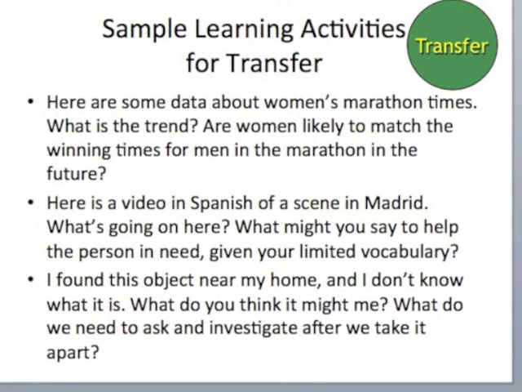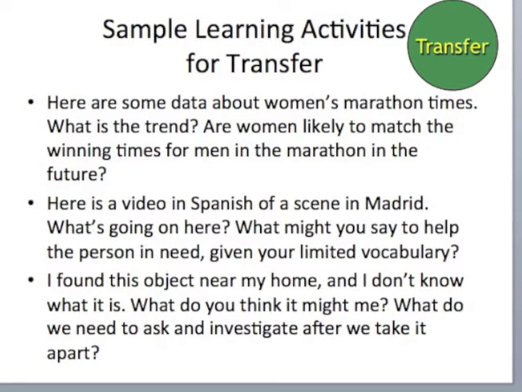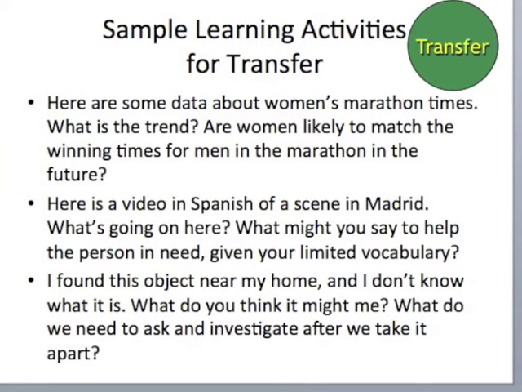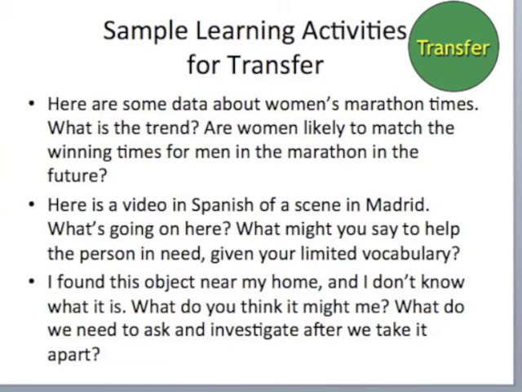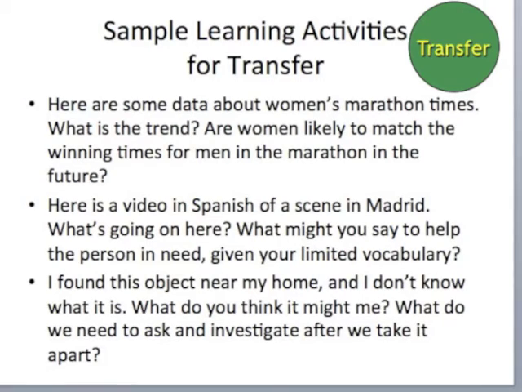Take a look at these sample learning activities for transfer. As you can see, the students are presented with something novel, something that they haven't seen before, something that requires a level of analysis, an opportunity to rewind and play back, an opportunity to observe and make sense of what's in front of them. So action verbs for transfer activities are things like apply, create, design, innovate, solve, troubleshoot.